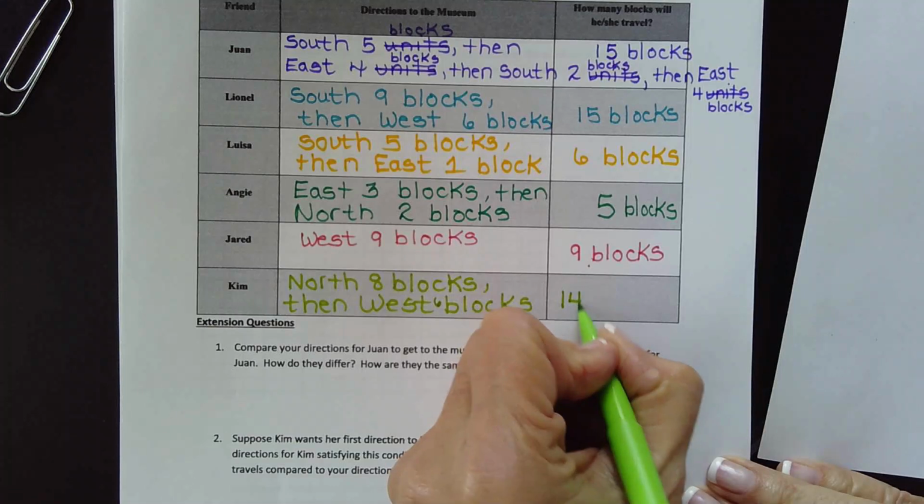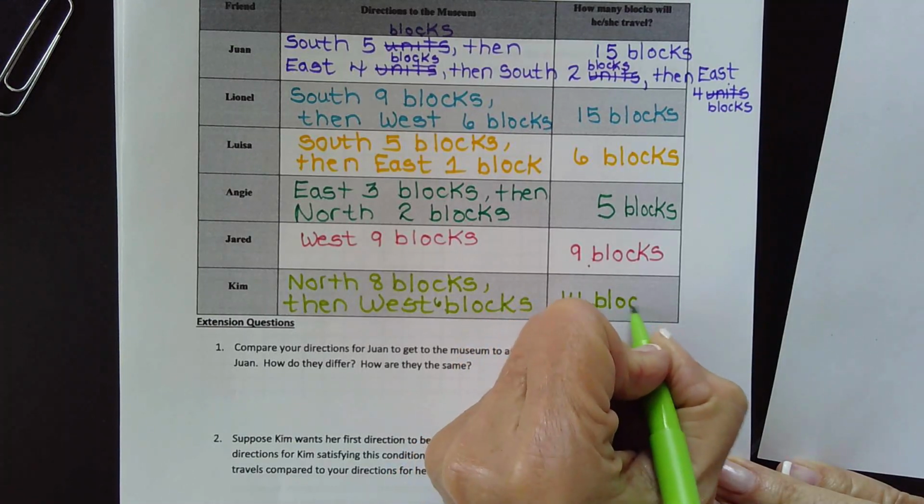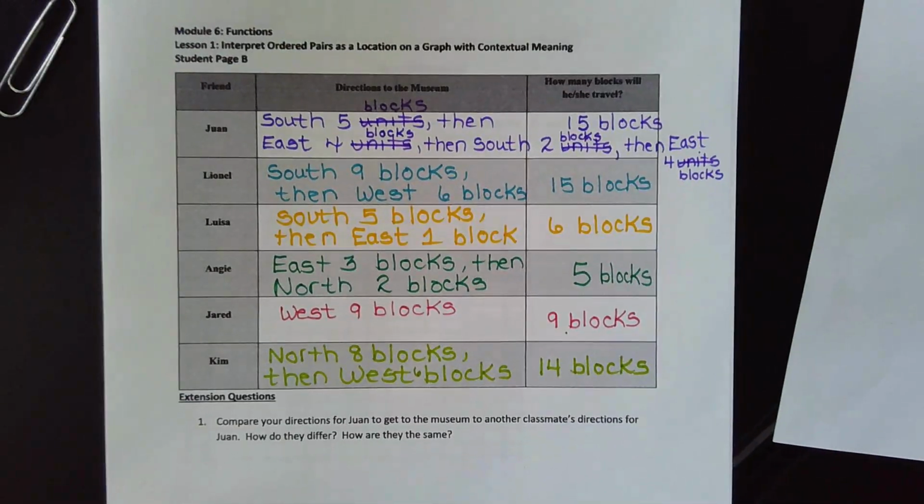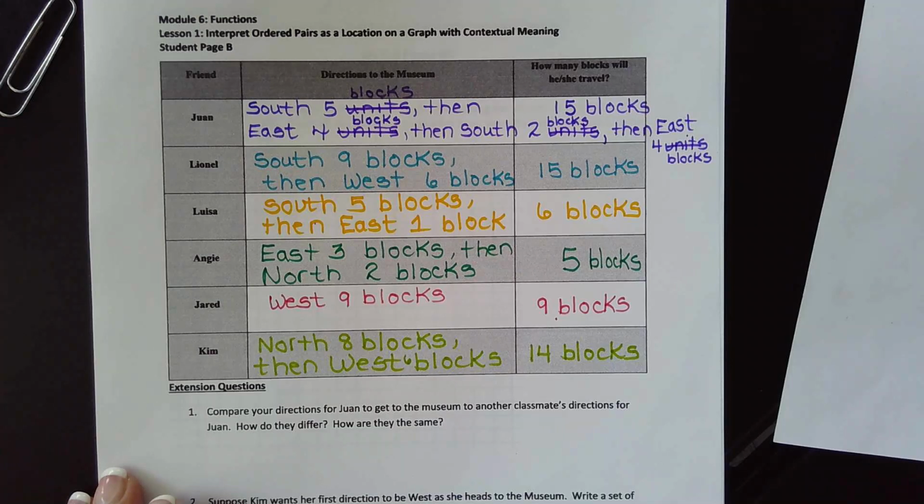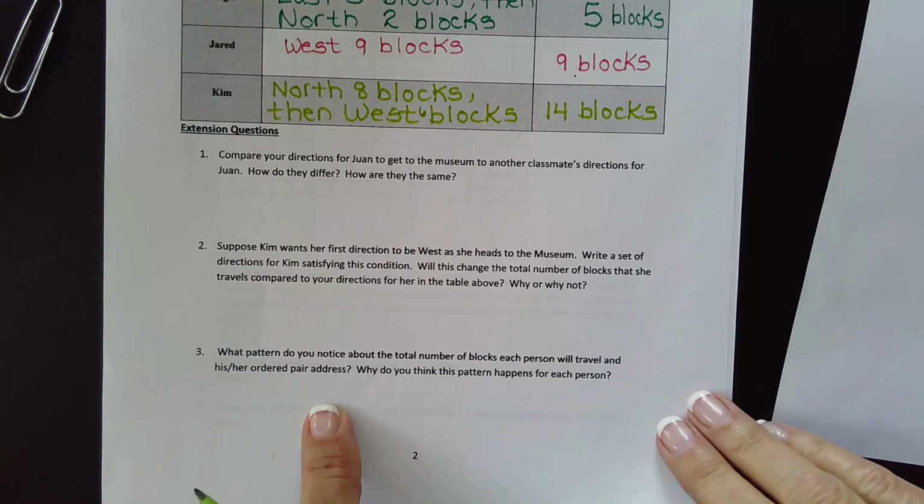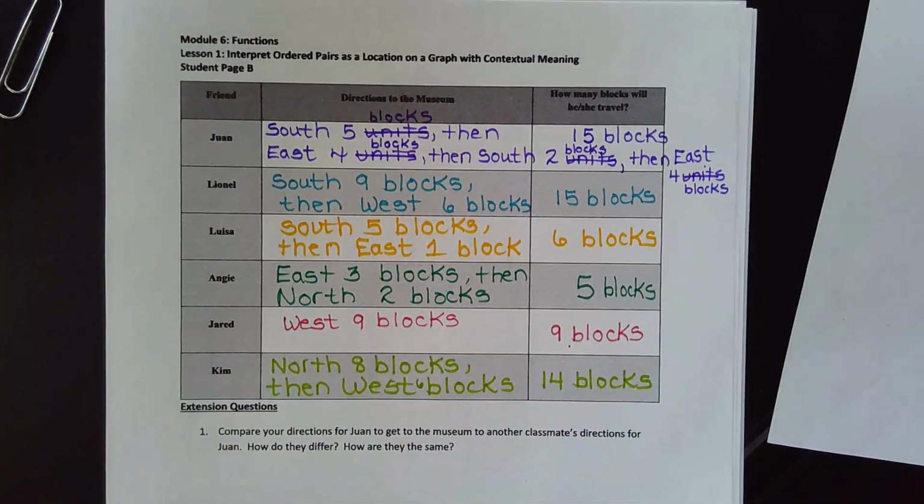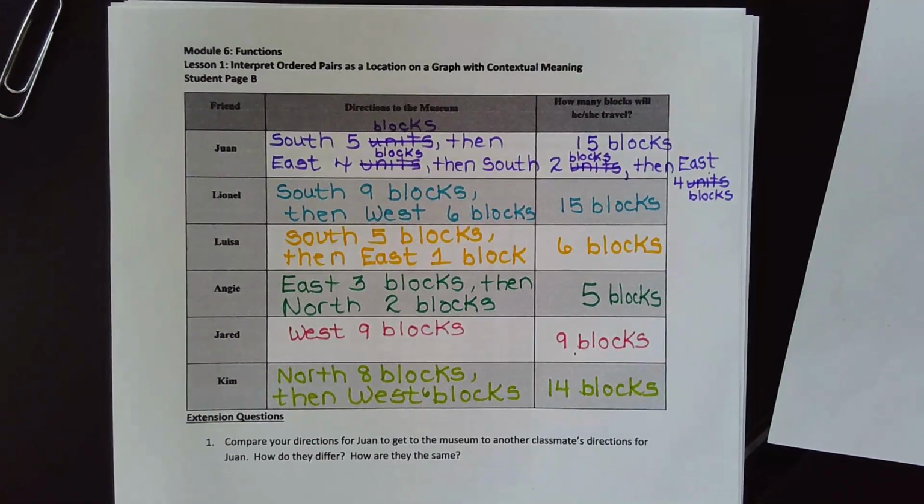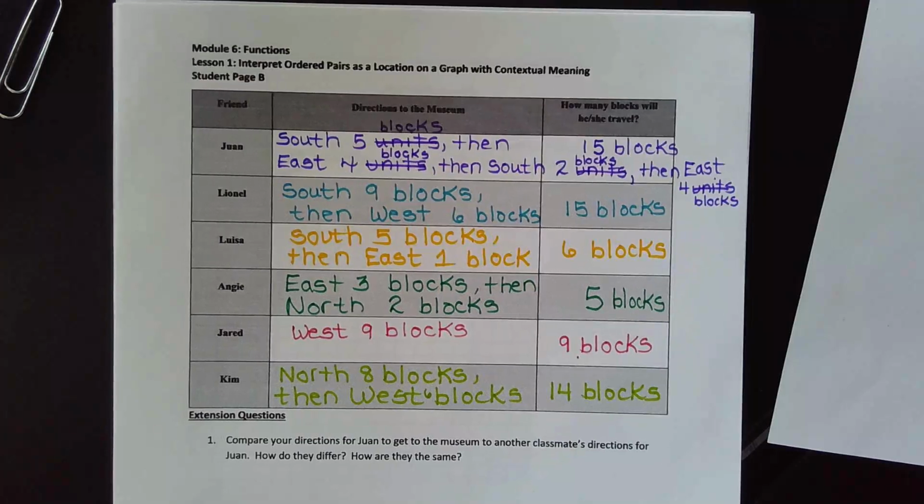So the last column should be the same for all of us. And that's what they want you to understand, is that everybody can have different answers, but the amount of blocks they walk will always be the same. And that's what this last question asks. What pattern do you see? They will all travel the same amount of blocks no matter how you got them there, as long as you're not leading them away.